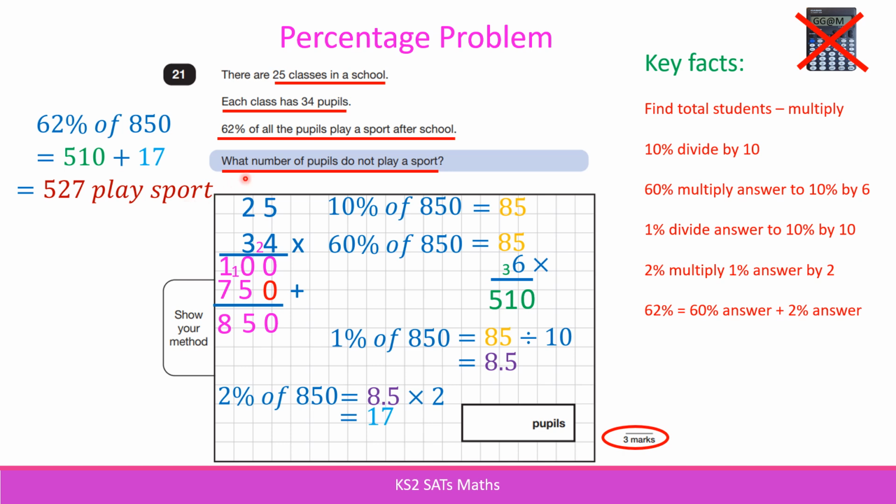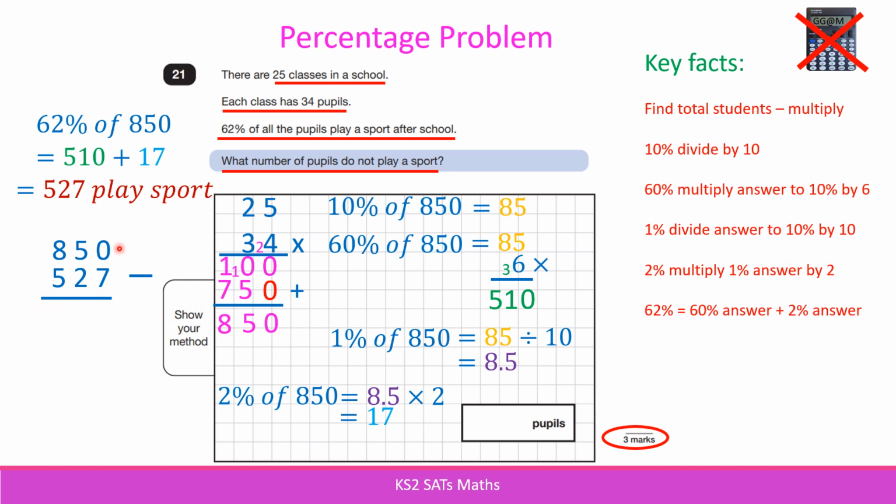Now the question says, find out the number of pupils that do not play sport. So here we've done two lots of working. This is one method mark. Here's two method marks. We're now on to the last bit of method mark, where we've got to do that subtraction. So we've got 850, and we're going to take away 527.